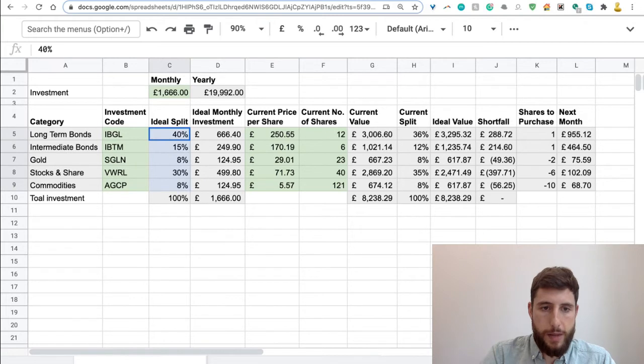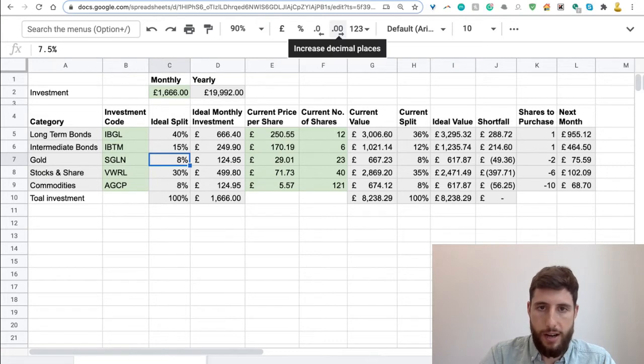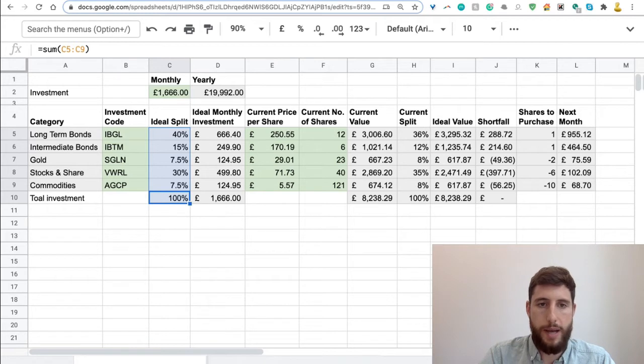The ideal split is set out by Ray Dalio's recommendation. Here we've got 8%, well really that's 7.5%. And we can show that by just increasing the decimals shown to prove to you that it is in fact exactly how Ray Dalio recommends.